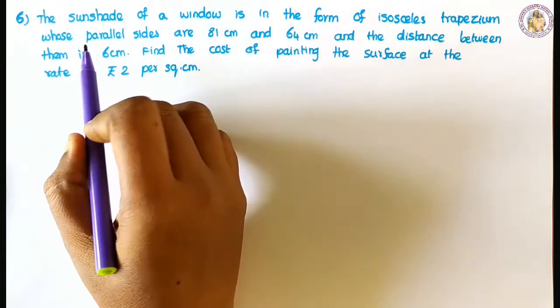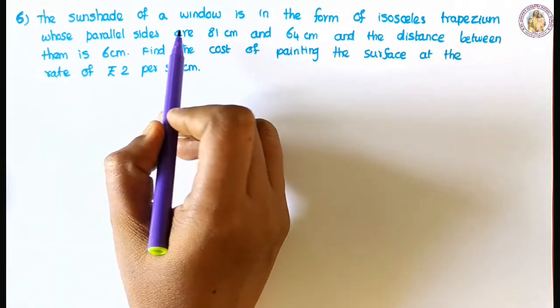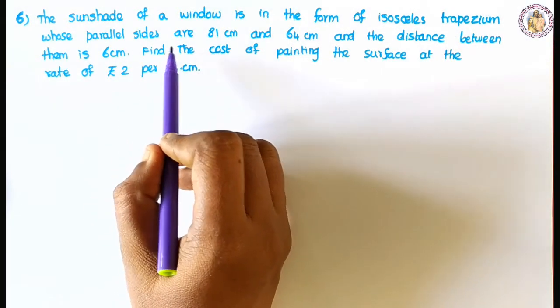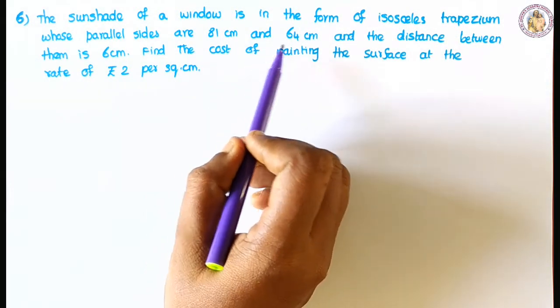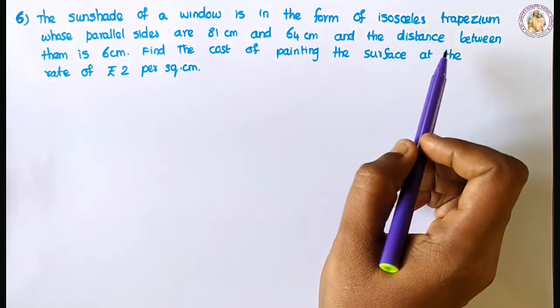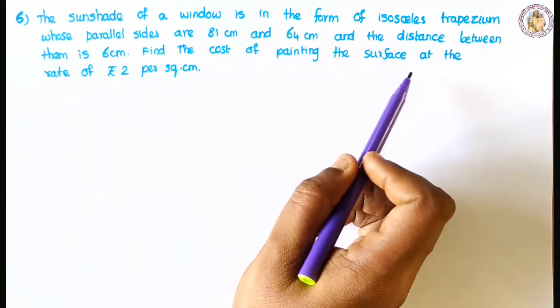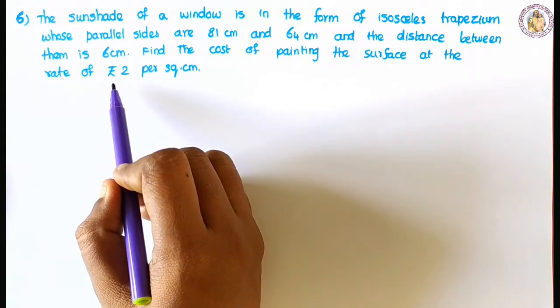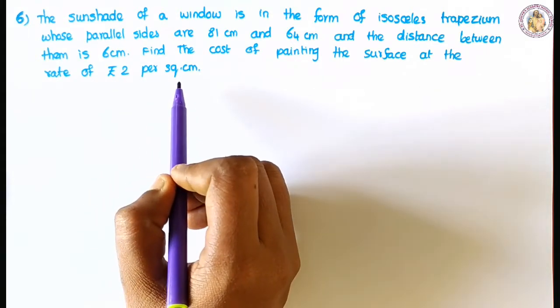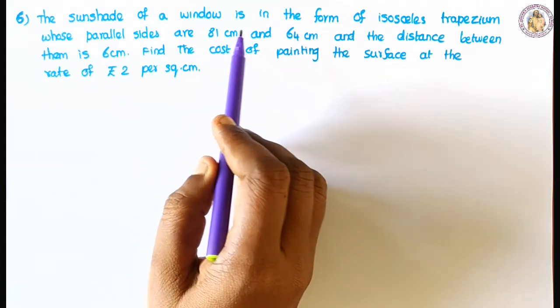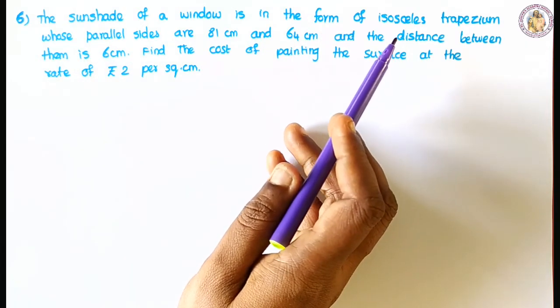Now the sixth one, the sunshade of a window is in the form of isosceles trapezium whose parallel sides are 81 centimeter and 64 centimeter and the distance between them is 6 centimeter. Find the cost of painting the surface at the rate of rupees 2 per square centimeter. Listen, the sunshade of a window is in the form of isosceles trapezium.